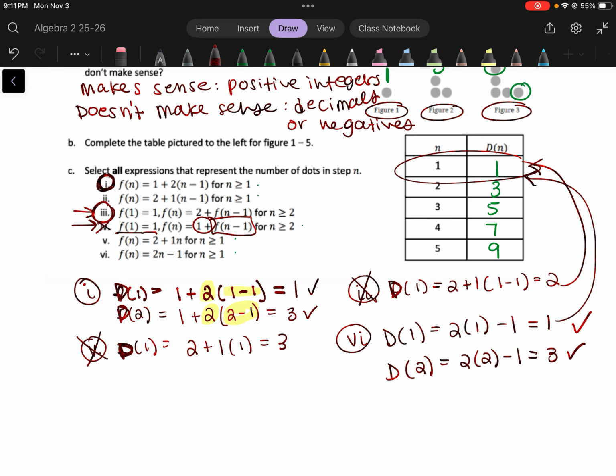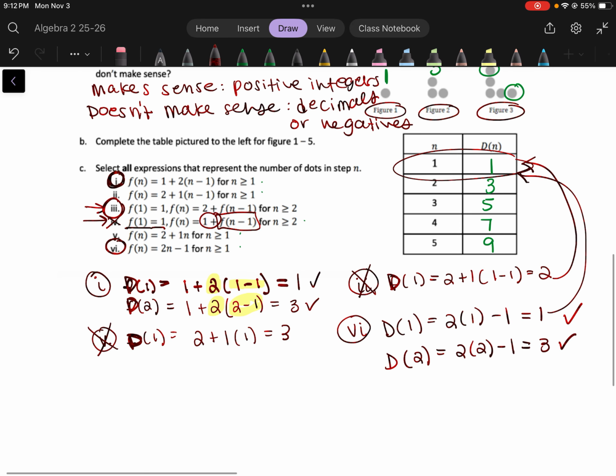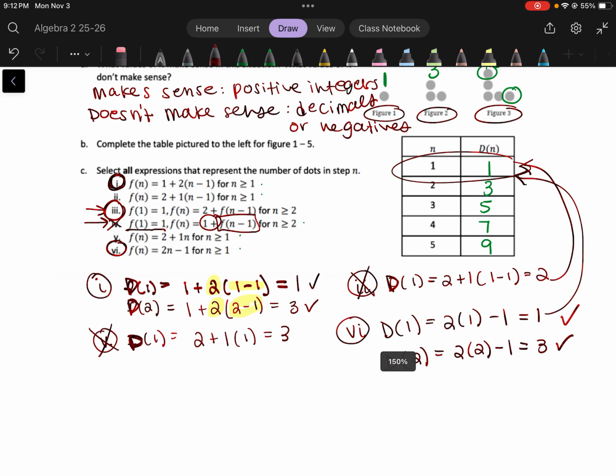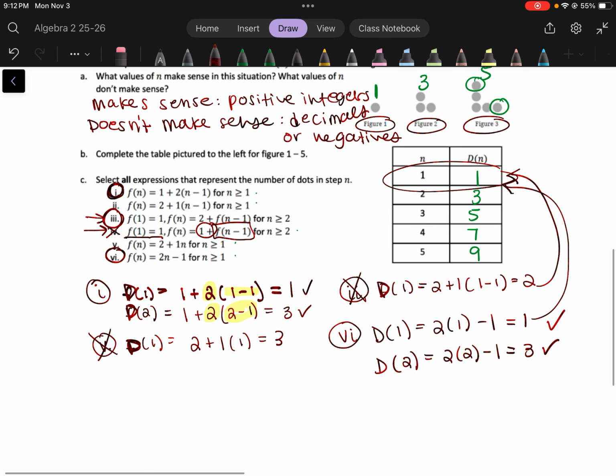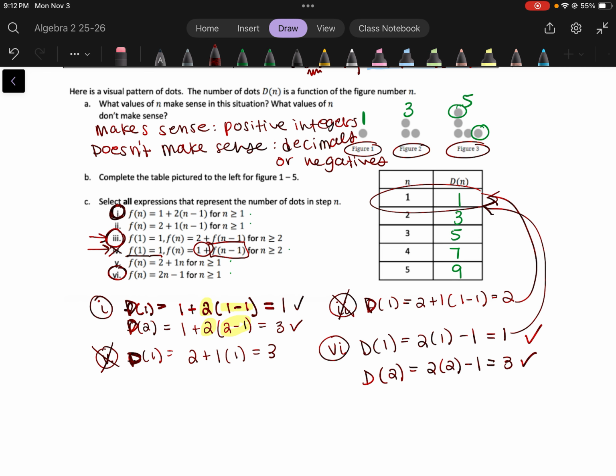So you have 3 selections that are actually true for this part C. So if on your test you only circled 1, you did not get full credit. If you circled 2, again, you did not get full credit. So just make sure that when it says select all the expressions that represent the sequence, you select all that apply.